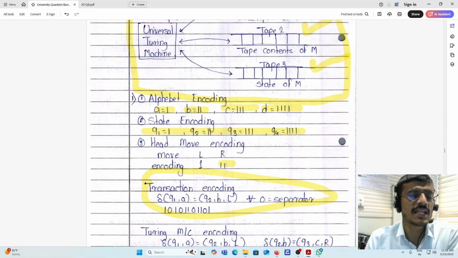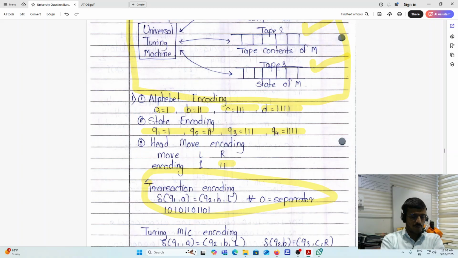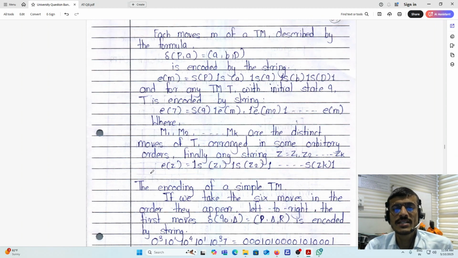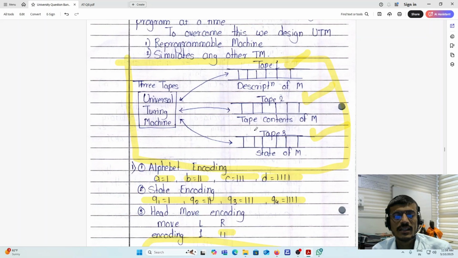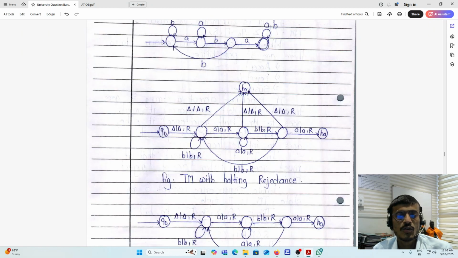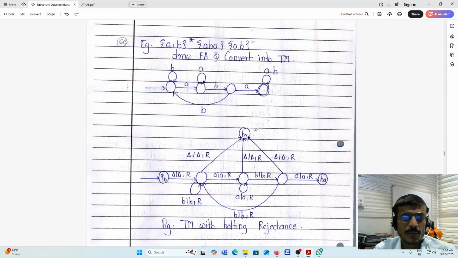When the question is asked in Shivaji University Kolhapur about the universal Turing machine, then you have to write all these things, the multi-tape, these 3 tapes, and whatever discussion we mentioned earlier, what is meant by universal Turing machine. Then you have to mention the Turing machine tuples. So that is one example of a Turing machine: AB star, ABA, AB, ABA, AB star.